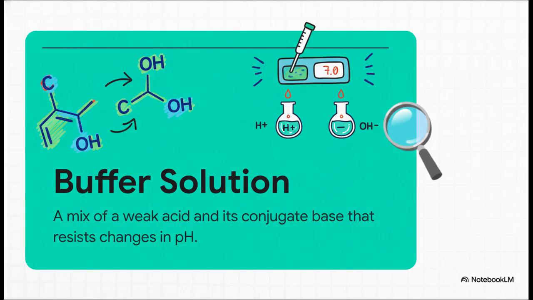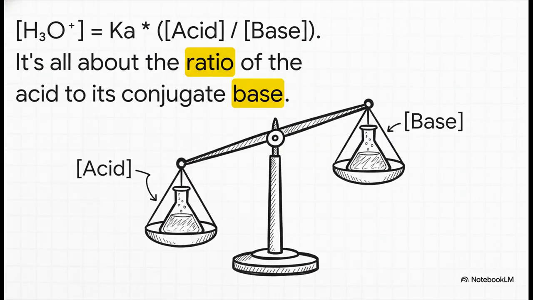This combination, this chemical team, has a superpower. It can absorb added acids or bases and keep the pH almost exactly the same. It's like a chemical shock absorber. And of course, a super solution needs its own super formula. You can see it looks a little different. The key to the whole thing is that ratio, the amount of acid you have compared to the amount of base. That's what gives a buffer its incredible stabilizing power.